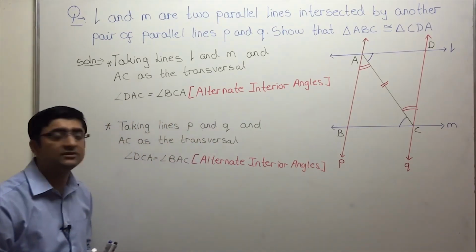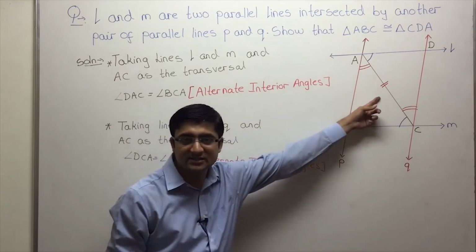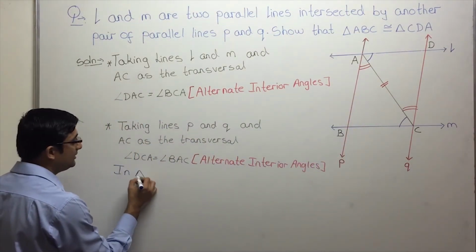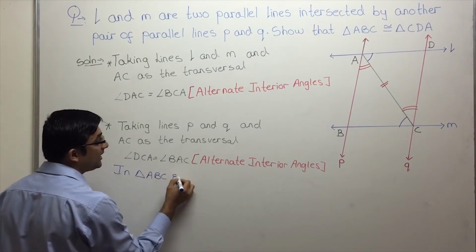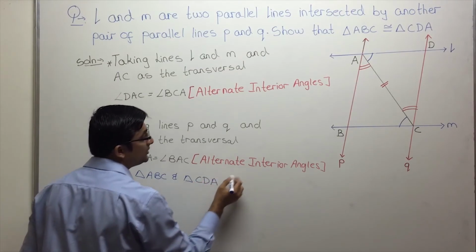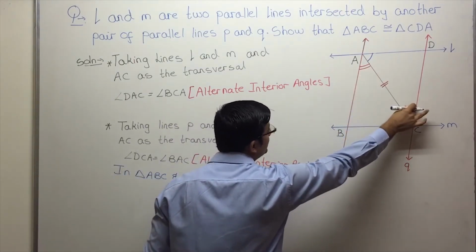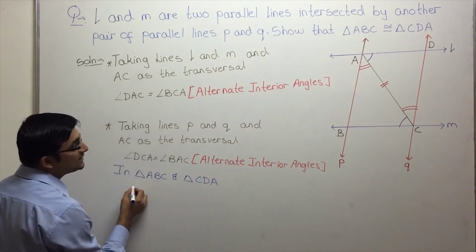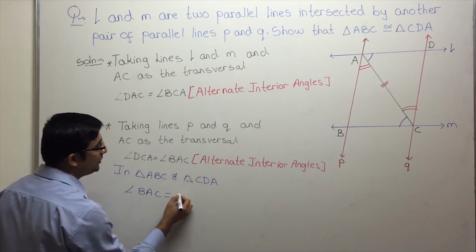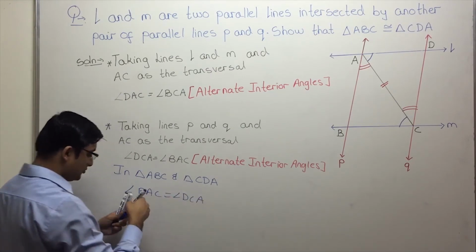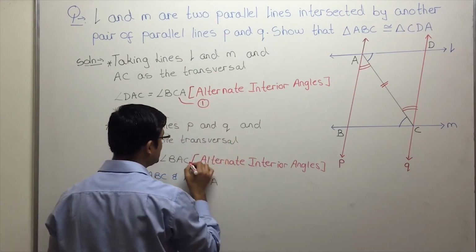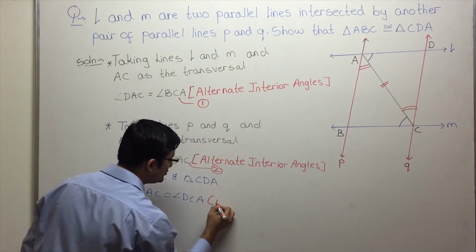So now what do we observe? These two corresponding angles are equal. Next, AC is the common side. So now come to these two triangles, that is in triangle ABC and triangle CDA. So first of all, this angle is equal to this angle, write it over here. So that is angle BAC is equal to angle DCA. Let's call this 1 and this 2. So you can mention from 2.